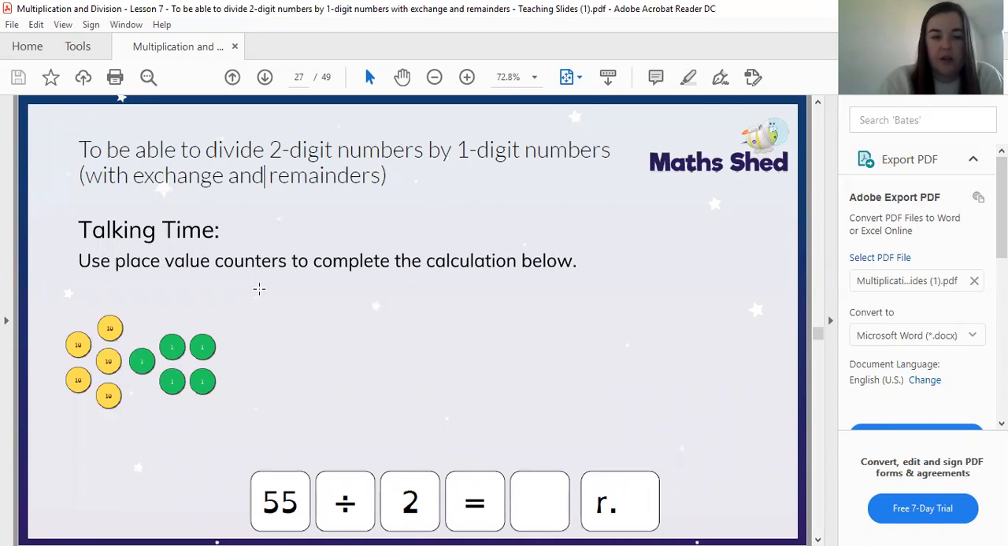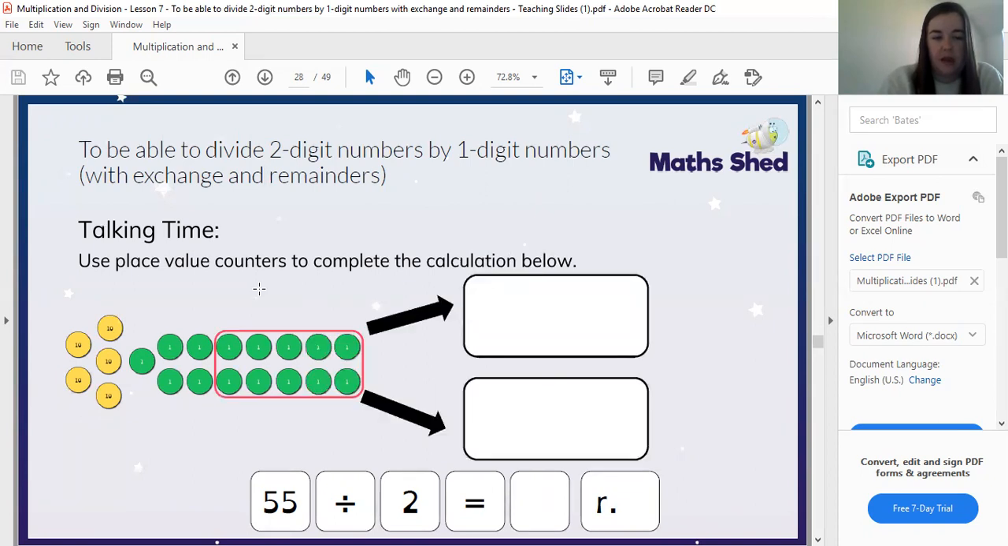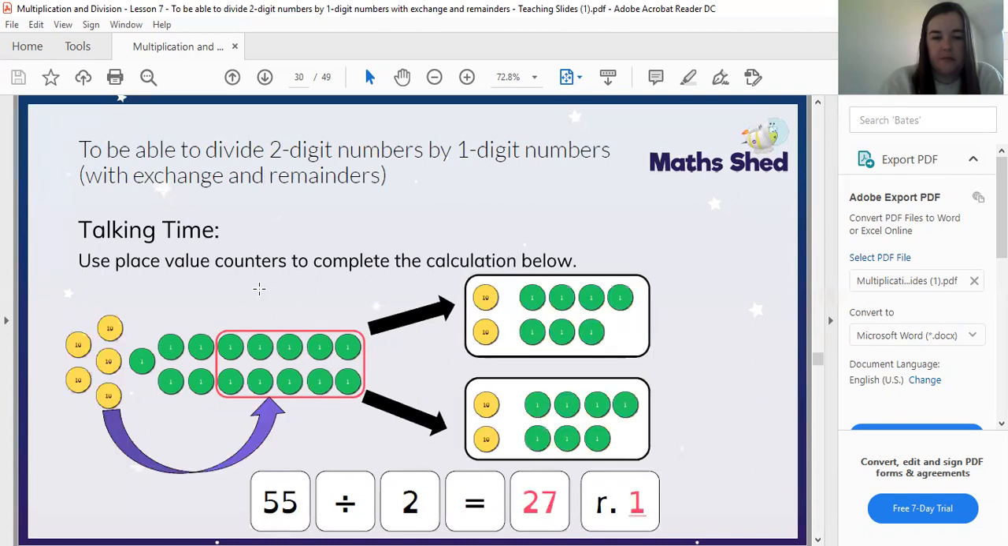We can also use place value counters to complete calculations. So we've got 55 divided by 2. So we're going to do our tens first. So let's talk through how it looks now. What we've done is we've exchanged one of our tens counters for 10 ones, because that's going to help us, because we can't divide 5 by 2 because it's an odd number.